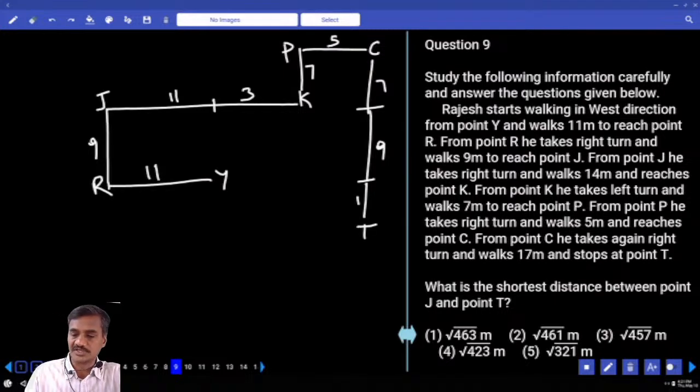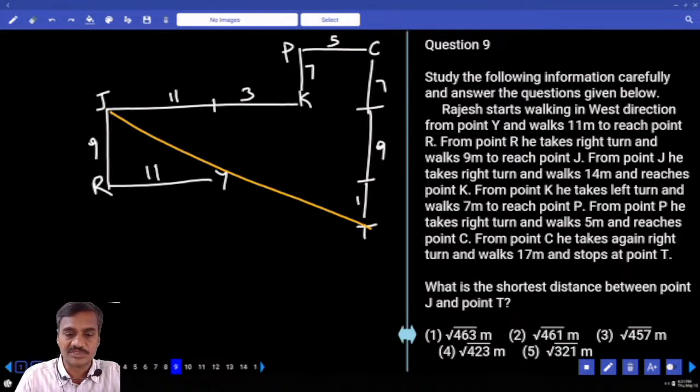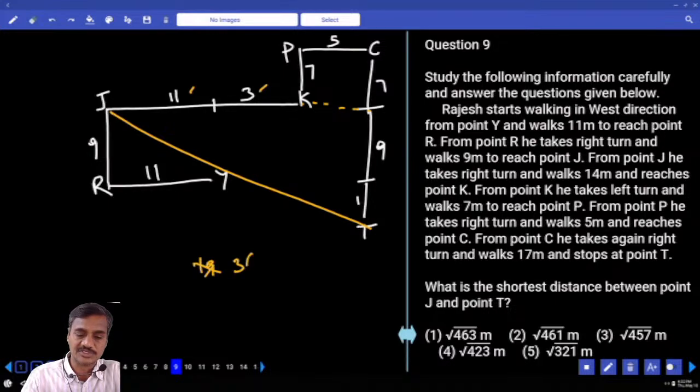Then what is the shortest distance between J and T? Now we need to find out the distance between J and T. 11 plus 3, 14 plus 5 is how much? 19, isn't it? Now what is the vertical distance here? 11 plus 3 plus 5, 19. 19 squared is how much? 361. And what is the horizontal? 9 plus 1 is 10. That is root of 461, the choice for question number 9.